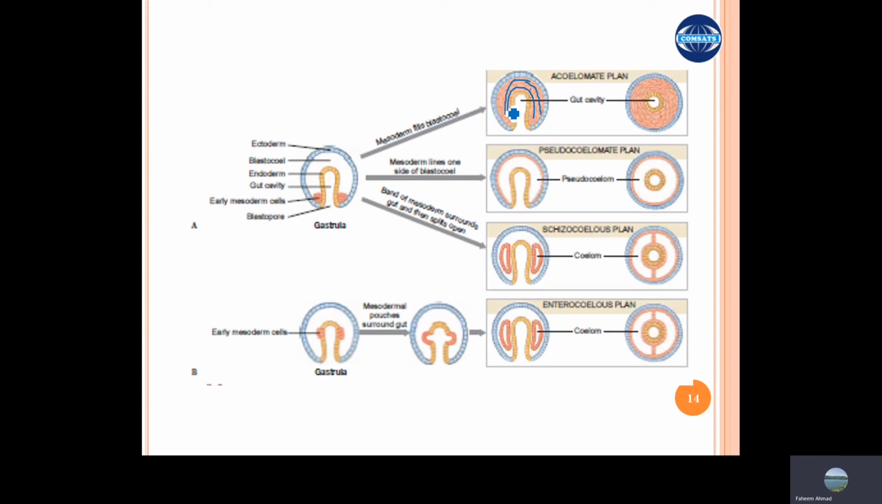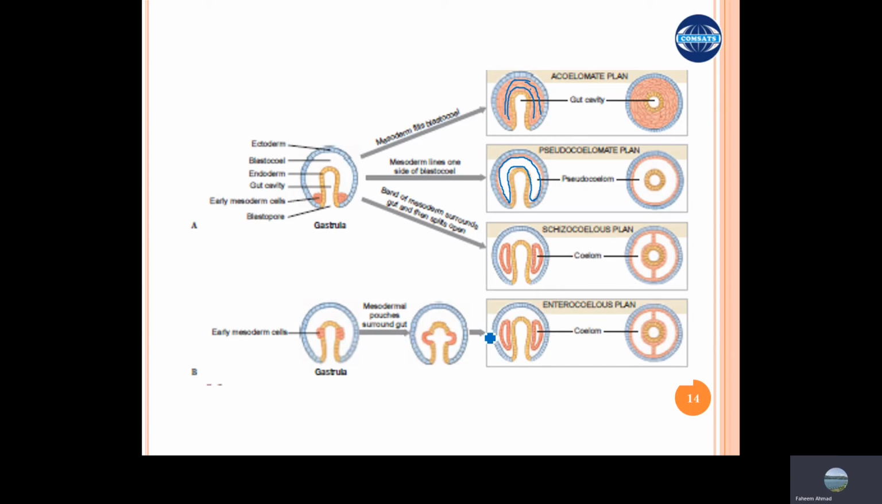But if the cells from the middle of this cavity all disintegrate due to the programmed command of the DNA, leaving only one layer on one side, underneath the ectoderm, but with no layer of mesodermal cells on top of the endoderm, this type of cavity is called a pseudocoelom, and these animals are called pseudocoelomate animals. But if these cells line the inner layer as well, like in the diagram below, this type of cavity formation is called a true body cavity, and these animals are called coelomates, right? This is the schizocoelous development plan.